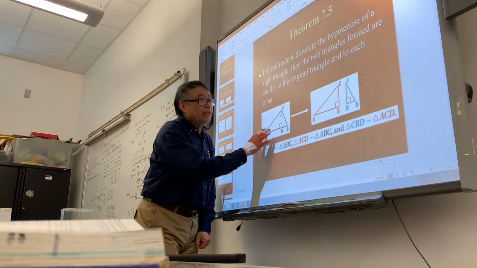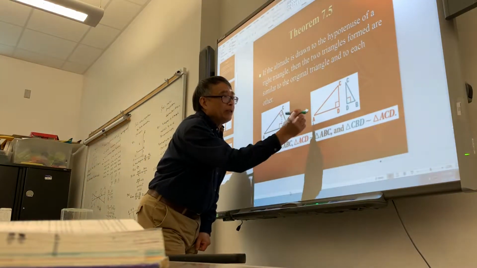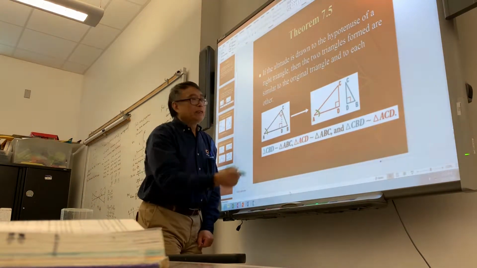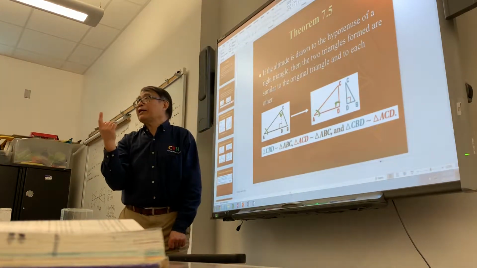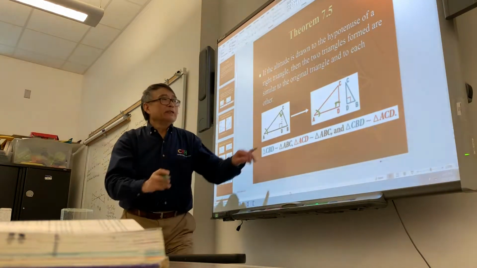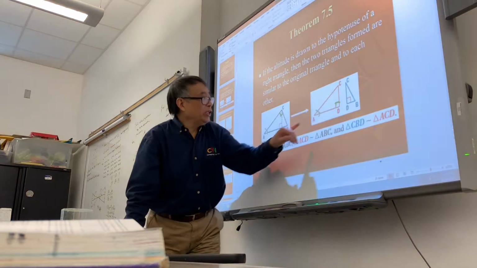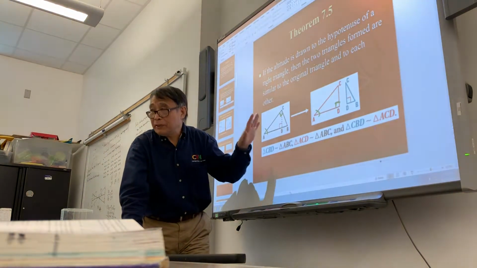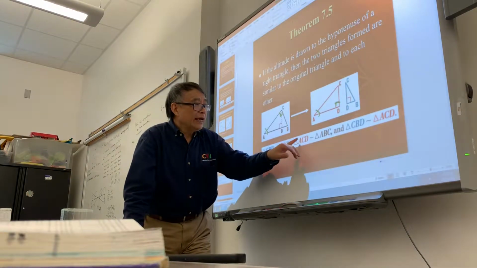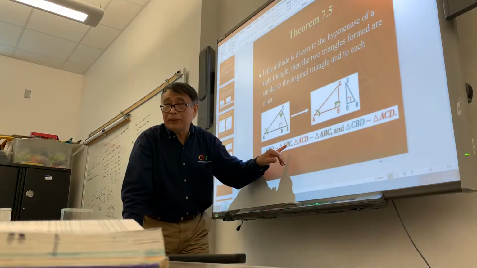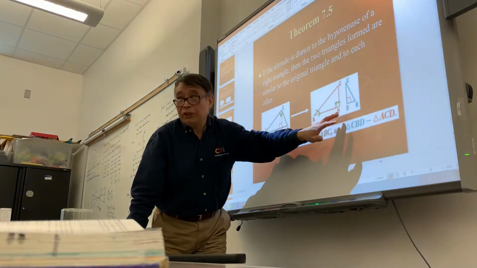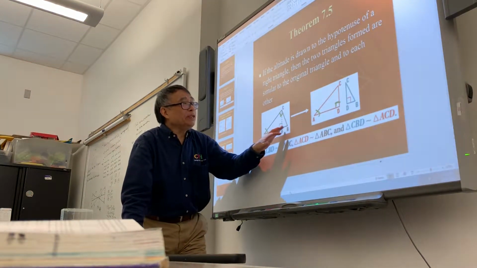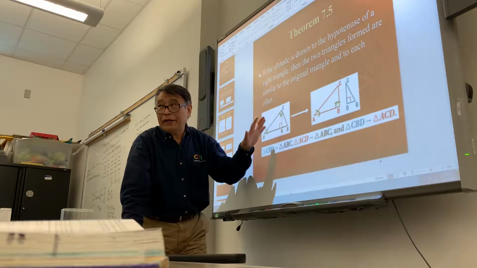Second angle, angle A, congruent to angle A. Angle C, congruent to angle D. Two angles are congruent by AA. Triangle ACD, triangle ABC are similar. So you can see ACD, ABC are similar. Then the smallest triangle CBD and triangle ABC are also similar by AA.